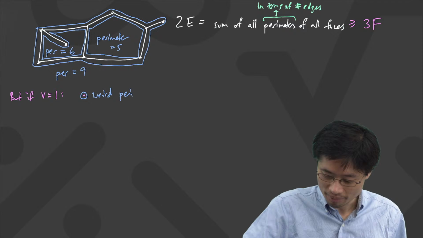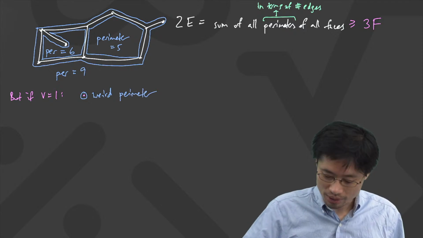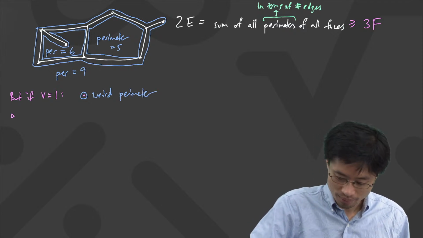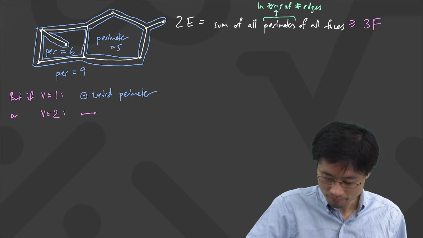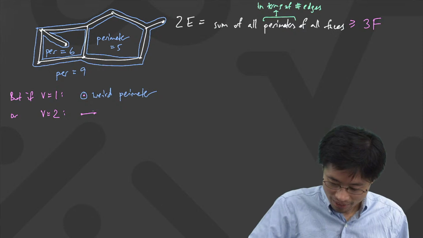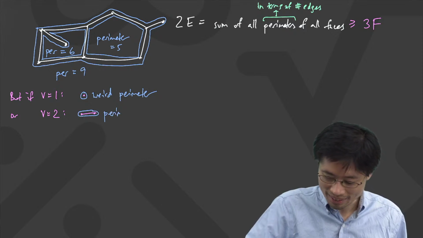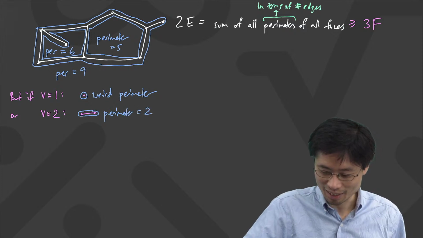Weird perimeter. And also, I think you said v equals 2? Yeah, then there's only like one edge connecting the two. There's still one face. Like that inequality wouldn't hold either. So this is weird. This perimeter is actually legit. The perimeter is 2.